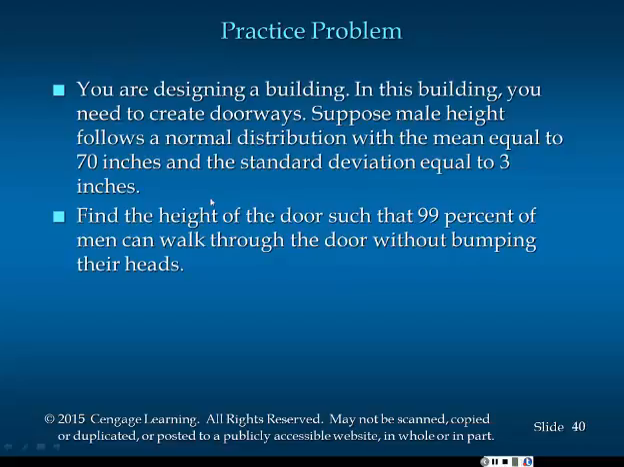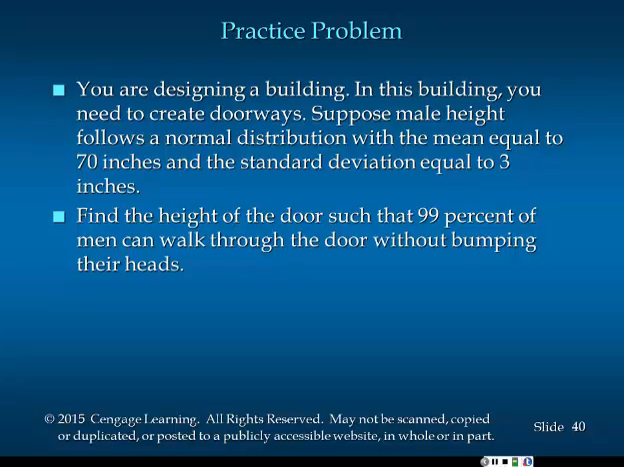So here's your practice problem. You are designing a building. In this building, you need to create doorways. Suppose male height follows a normal distribution with the mean equal to 70 inches and the standard deviation equal to 3 inches. Find the height of the door such that 99% of men can walk through the door without bumping their heads. Now remember back to the empirical rule. Going back to the empirical rule, how big does it have to be in order to get to 99%? Almost 3, right?